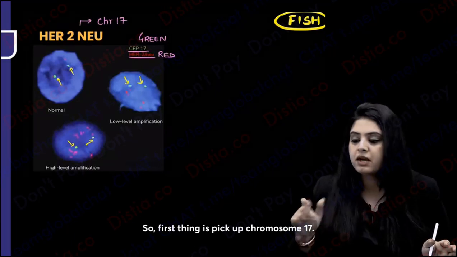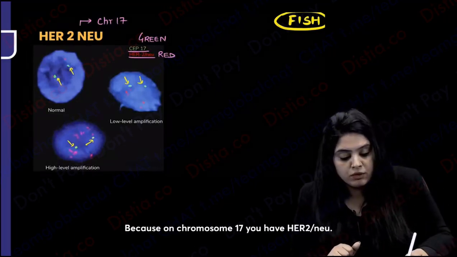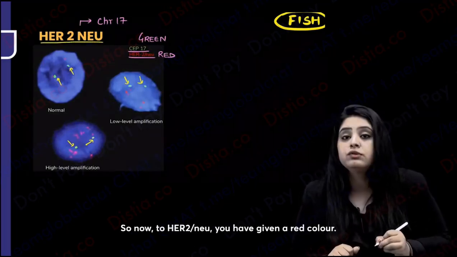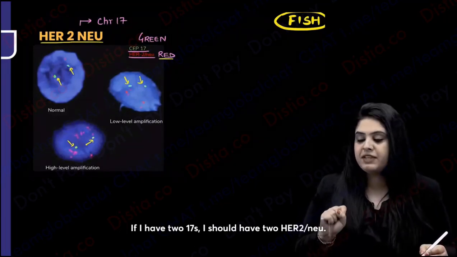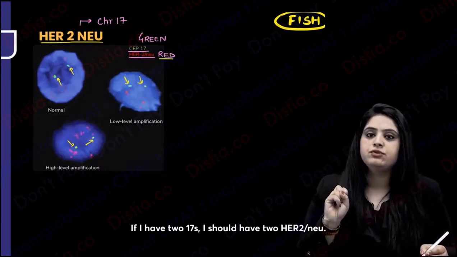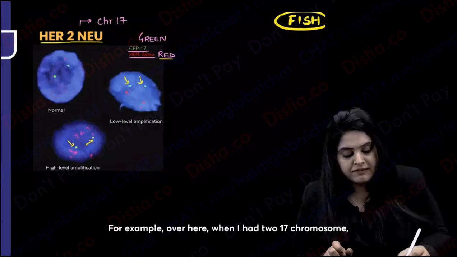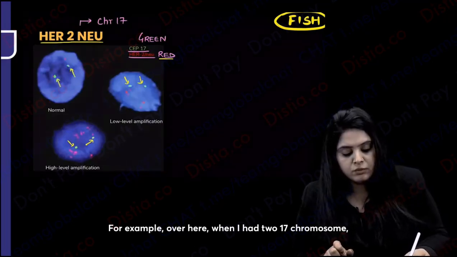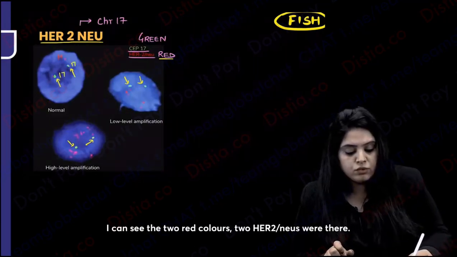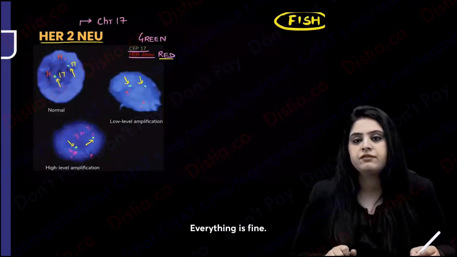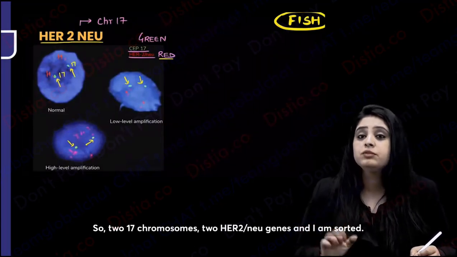So the first thing is to pick up chromosome 17. Why are you picking up chromosome 17? Because on chromosome 17, you have HER2/neu. Now to HER2/neu, you have given a red color. Think logically: if I have 2 17s, I should have 2 HER2/neu. For example, over here, when I had 2 17 chromosomes, I had 2 HER2/neus. I can see the 2 red colors, 2 HER2/neus were there, everything is fine. So 2 17 chromosomes, 2 HER2/neu genes, and I am sorted.